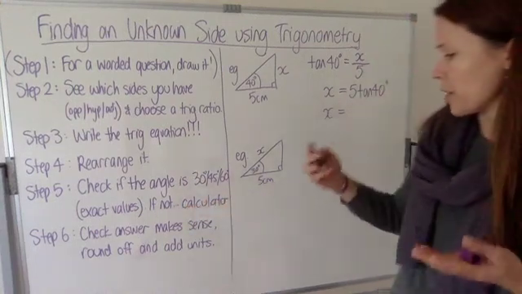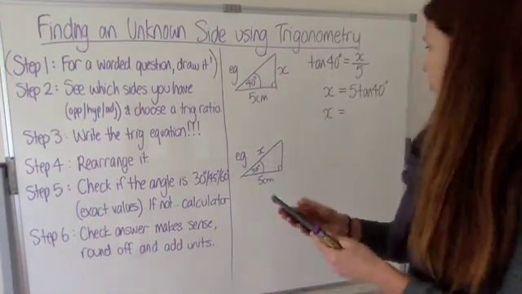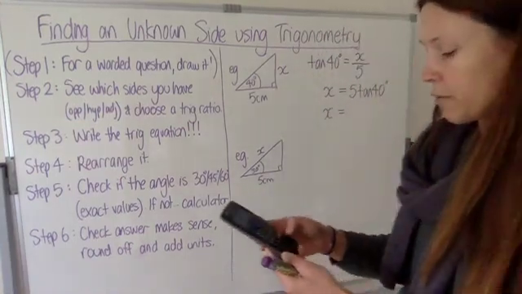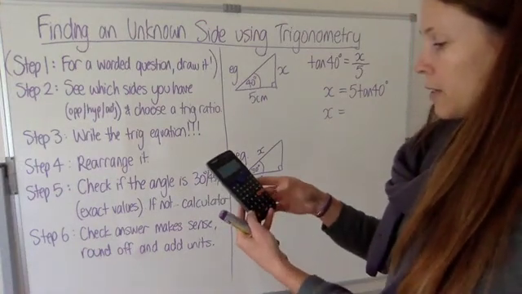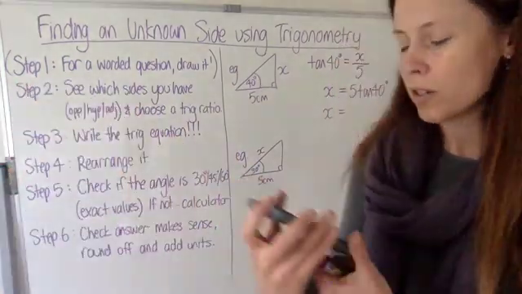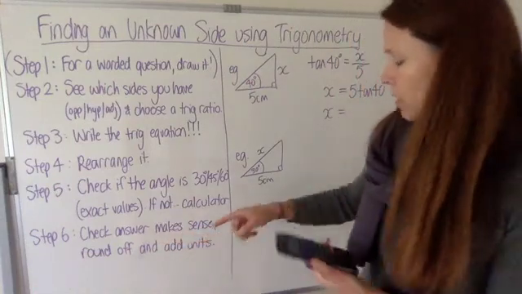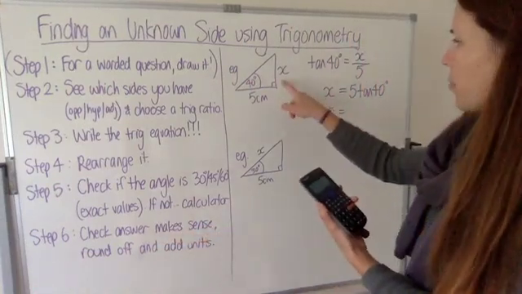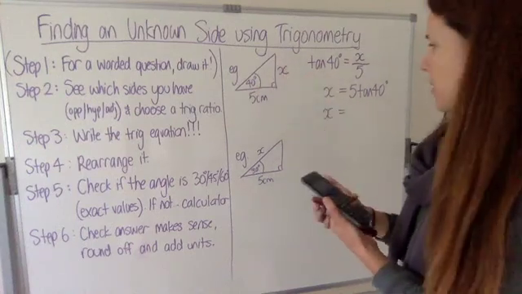So 40 degrees, we need our calculator. So at this point now, we reach for the calculator and we put in 5 times tan 40. It's as simple as that. And the answer comes out, it's always going to be something long, so you need to, in step 6, check that your answer makes sense. So 4 and a bit, look back at your picture. If that's 5 and this is 40 degrees, would that be 4 and a bit? Yeah, that seems pretty reasonable.